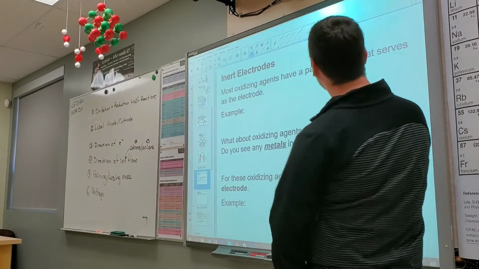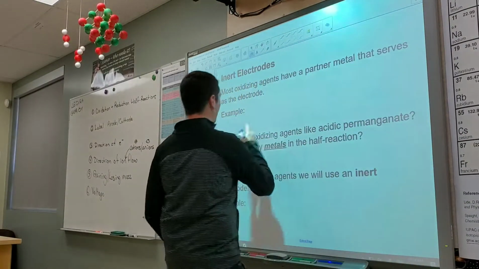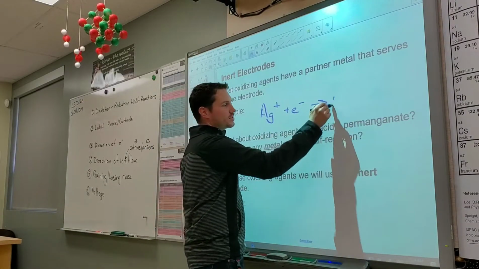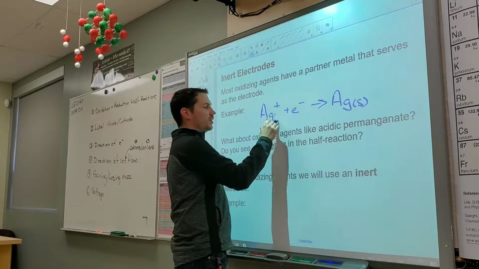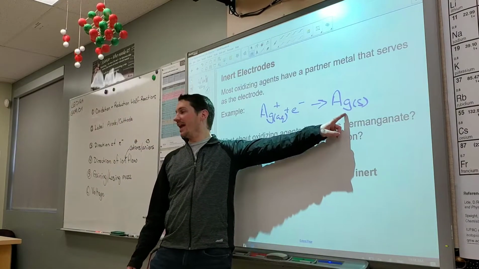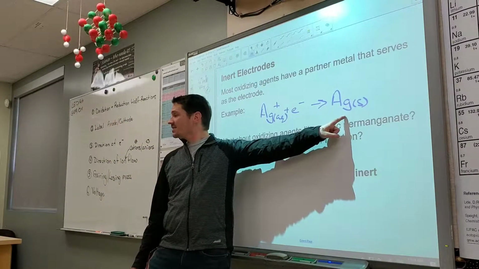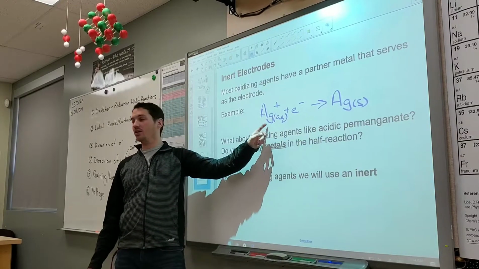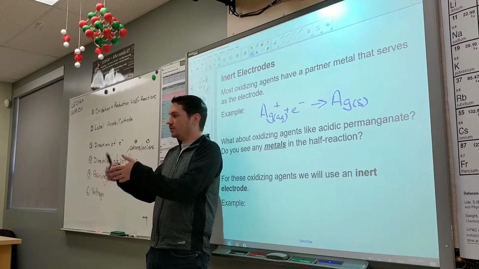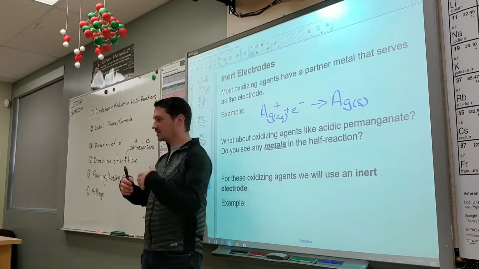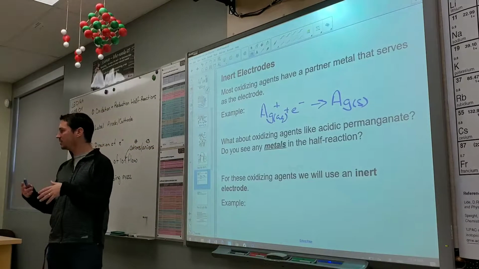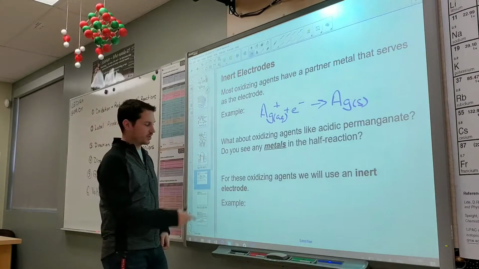Most oxidizing agents have a partner metal that serves as an electrode. Example: the silver ions can gain electrons to turn into silver metal. So the reason why you want to put silver metal in that half cell is not because it's reacting, but when you turn silver ions into silver metal, you probably want to coat that silver metal onto more silver metal. Because if you put silver metal onto silver metal, then it's not that big of a deal getting it off again, because it's just a solid chunk of silver metal.